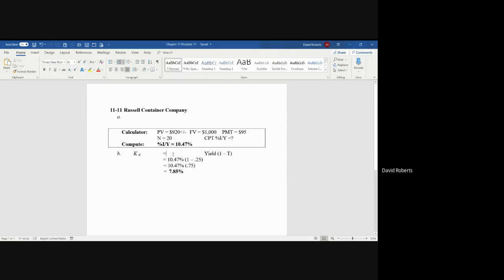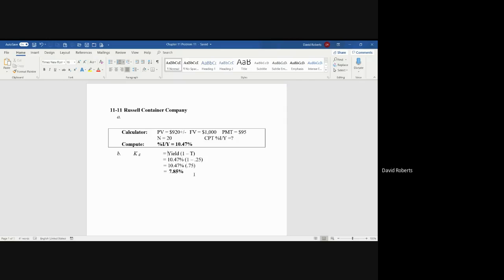If your calculator is not on annual mode, you need to change it to annual mode. So that answers the question for part A. 10.47 is the cost of debt before taxes.